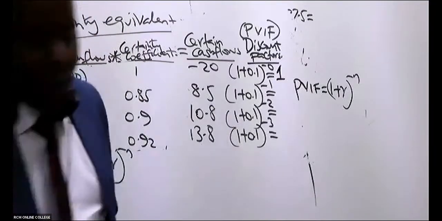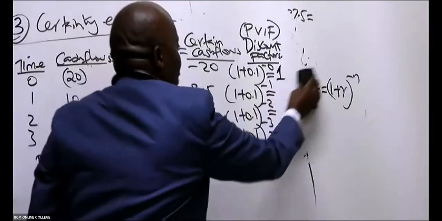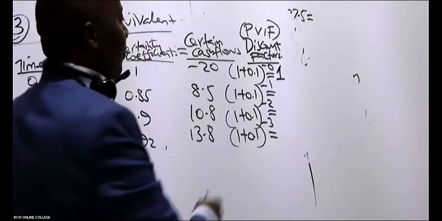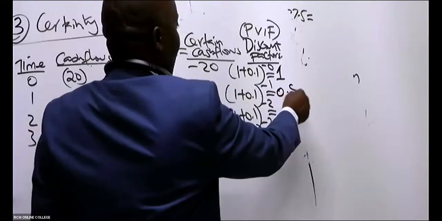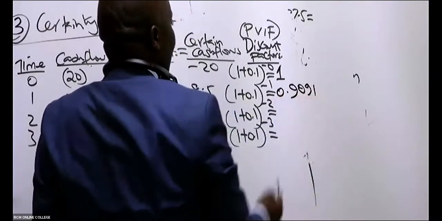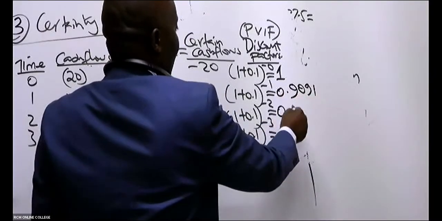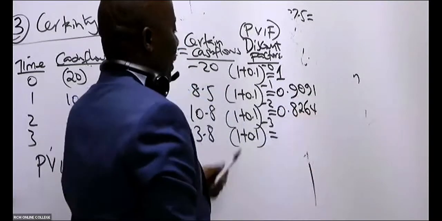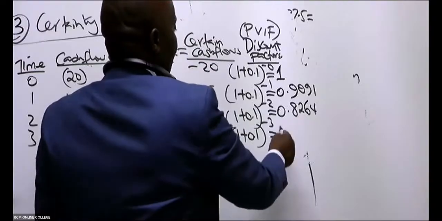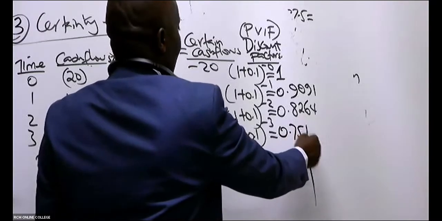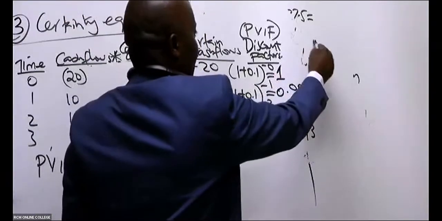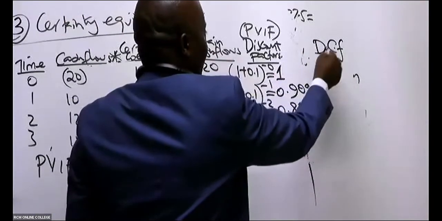I'll explain the other one, Julius. So we come to the second one, to 4 decimal places. What figure do you get? 0.9091. And then this one here will be 0.8264. And then lastly here, 0.7513. And then now you come and give us what we call DCF, discounted cash flows.